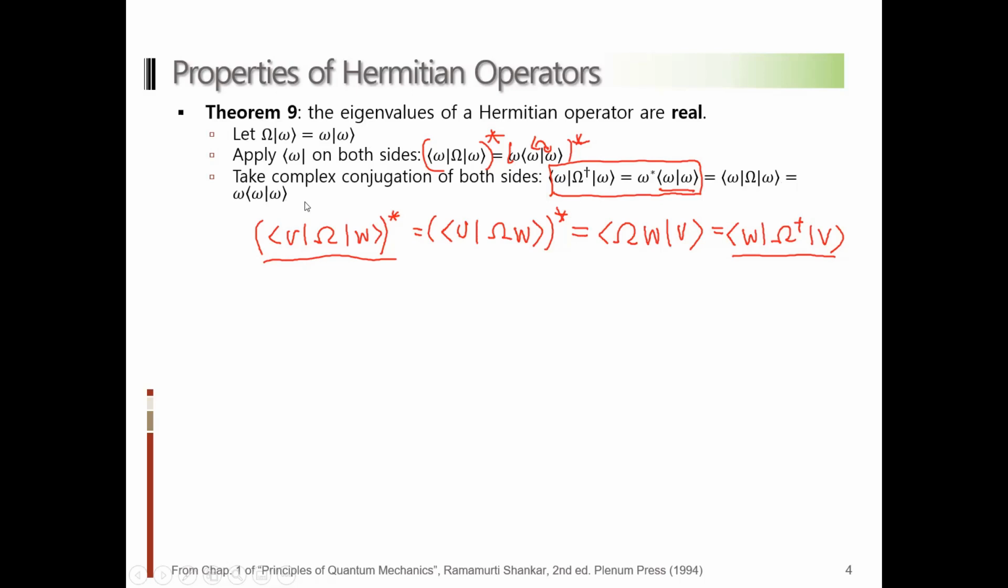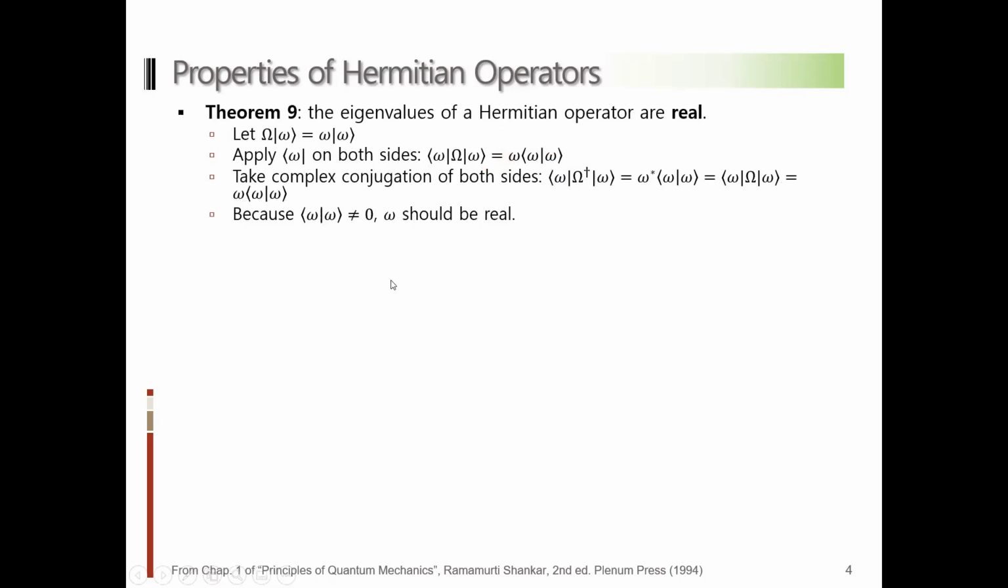Then from this one, how can we prove that the eigenvalue omega should always be real? Well, that's quite simple and straightforward. Because from this one, we can rewrite the relation such that omega minus its complex conjugate times this product should be 0, and for a product to become 0, at least one of them should be 0.